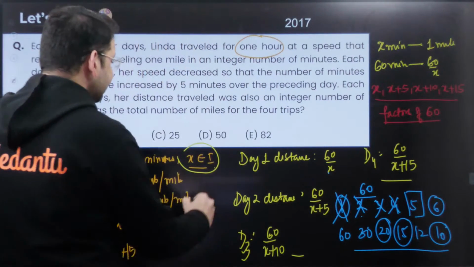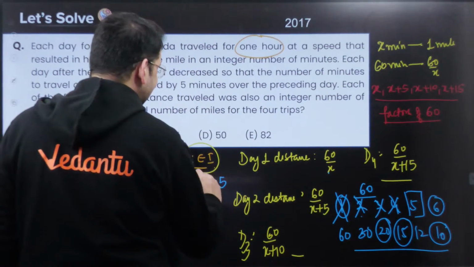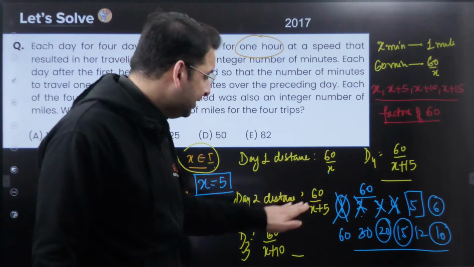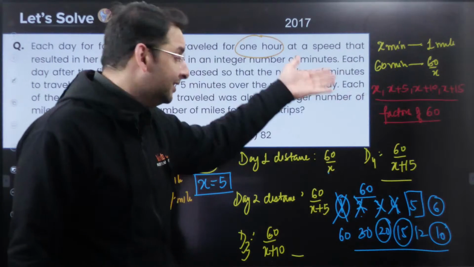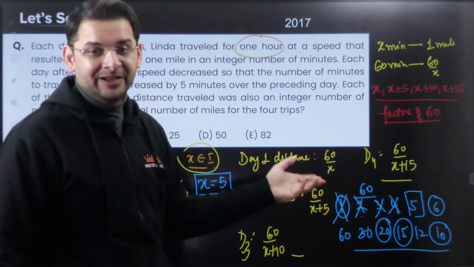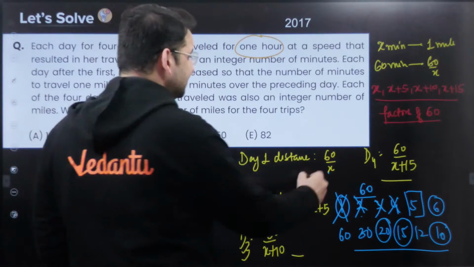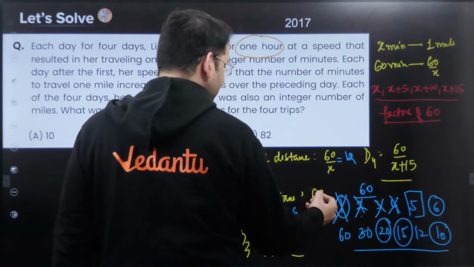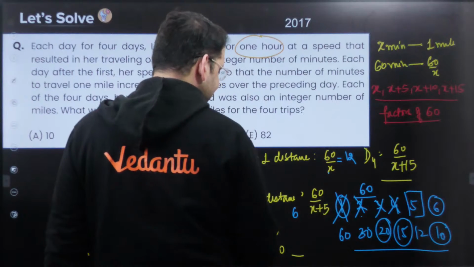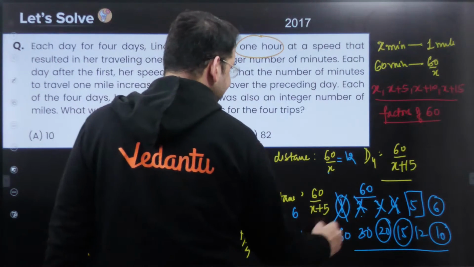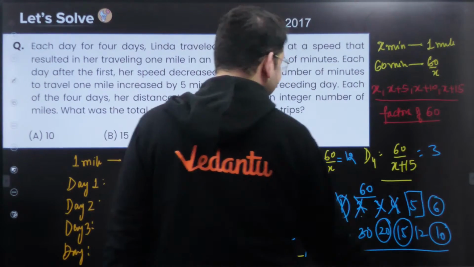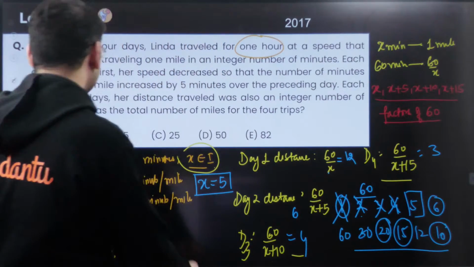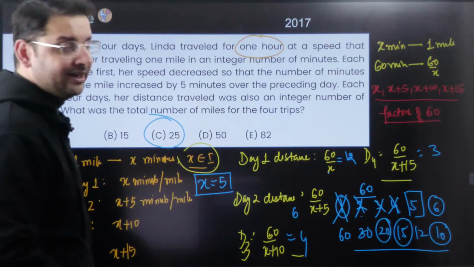So इसका मतलब the only value of x which satisfies this is 5. x has to be 5. अगर x 5 है तो ये इंटीजर होगा, ये इंटीजर होगा, ये इंटीजर होगा एंड ये भी इंटीजर होगा. अदरवाइज ये सारे के सारे इंटीजर्स पॉसिबल नहीं है. सो x हैज टू बी 5. इफ x इज 5, so 60 upon 5 is clearly 12. 60 upon 10 is 6. 60 upon 15 is 4 and 60 upon 20 is 3. So these are the distances she covered. So 12 plus 6 is 18 plus 4 22 plus 3 25. So 25 is going to be the correct answer to this.